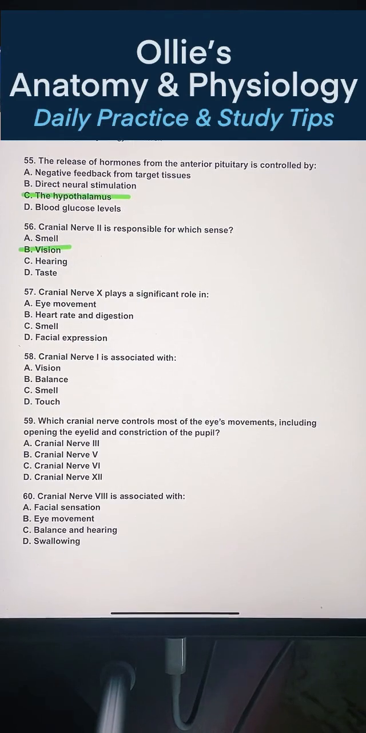But I was not a fan of the cranial nerves. Oh my goodness, I hated doing them. I've got them down now, but boy, I was not enjoying them.